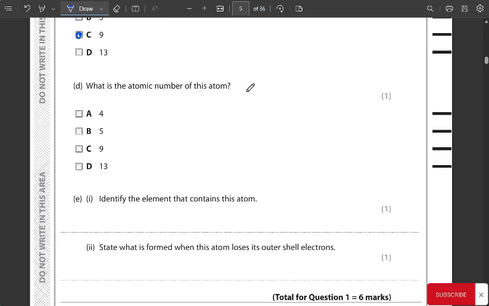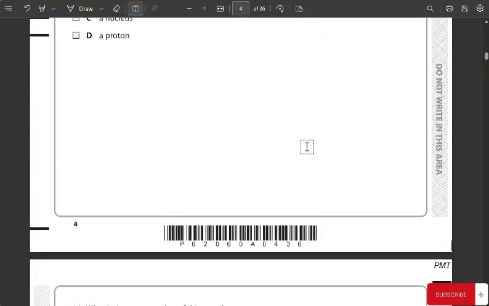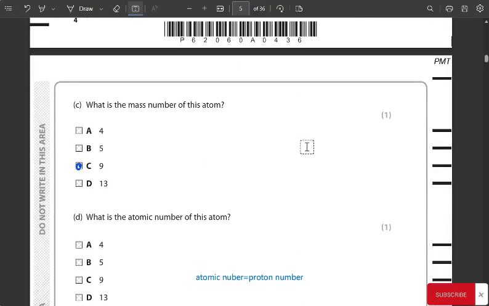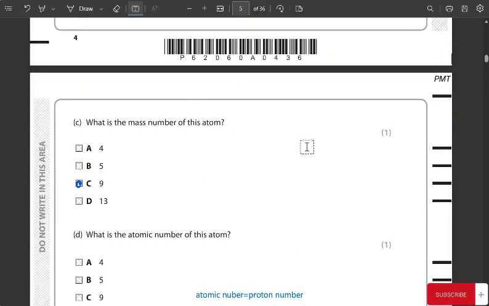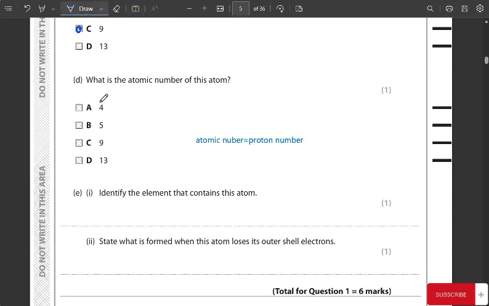What is the atomic number of this atom? Atomic number is equal to proton number. Before we said that the proton number of this atom is determined by particle Y, and particle Y is the blank one, the blank circle. That's why there are 4 protons in this nucleus. The answer will be 4.